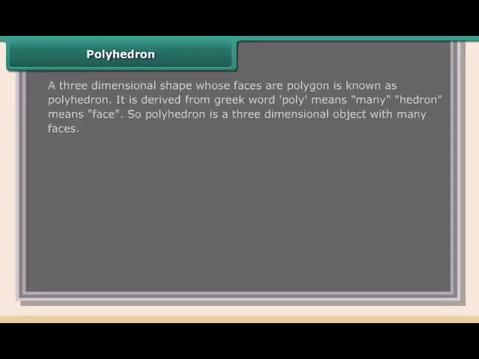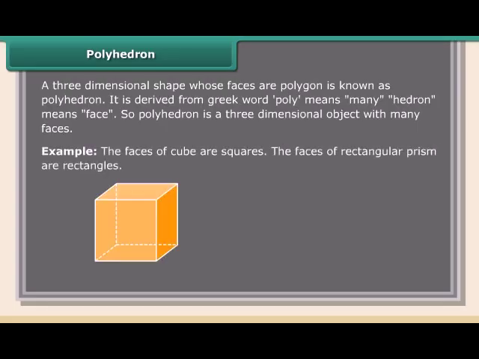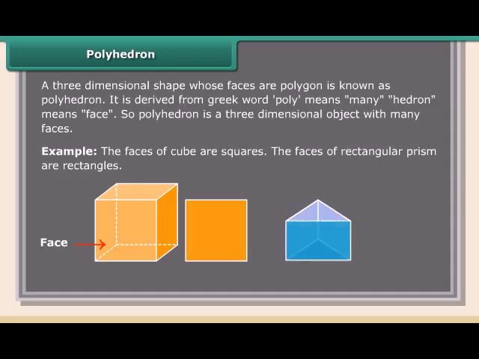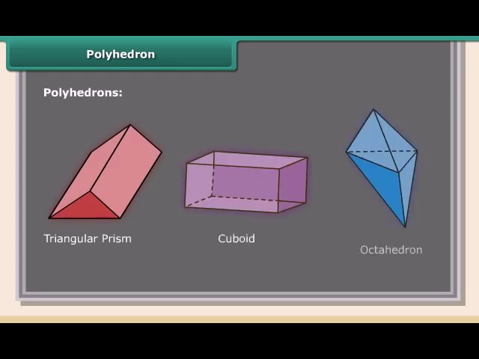Polyhedron. A three-dimensional shape whose faces are polygons is known as polyhedron. It is derived from the Greek word poly meaning many, hedron meaning face. So a polyhedron is a three-dimensional object with many faces. Example: the faces of a cube are squares. The faces of a rectangular prism are rectangles. Polyhedrons: triangular prism, cuboid, octahedron.